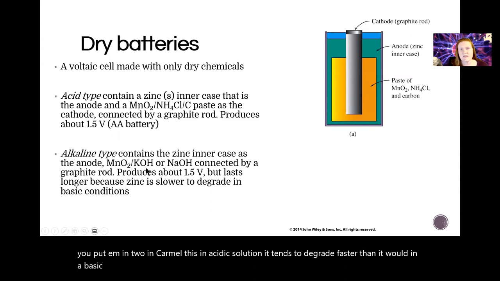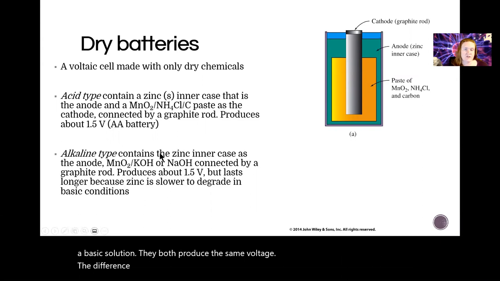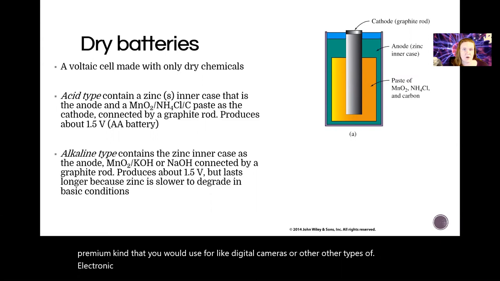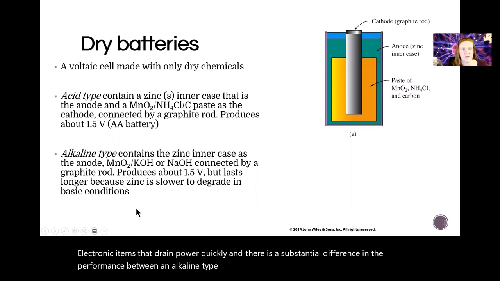They both produce the same voltage. The difference just is in longevity. So you often see alkaline type batteries marketed as the premium kind that you would use for digital cameras or other types of electronic items that drain power quickly. Okay, and there is a substantial difference in the performance between an alkaline type battery and an acid type battery.